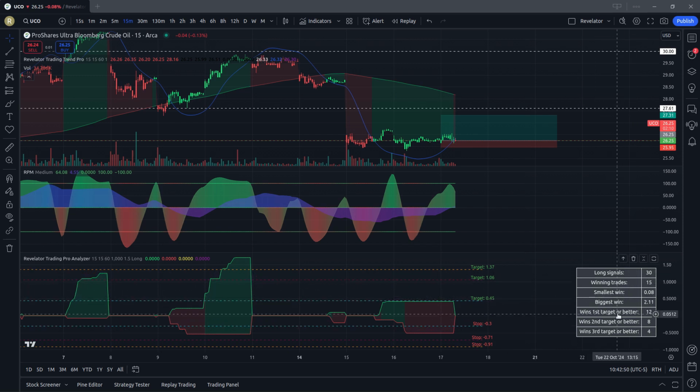I can't fudge these numbers. These numbers are all based off of your settings. And so you don't have to take my word for something having a 50% win rate, a 20% win rate, whatever the case might be.